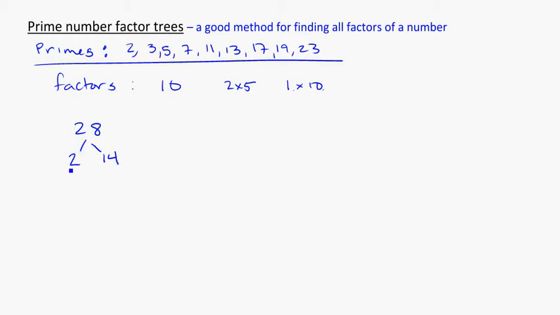And 2 is already a prime, I can't go any further, but let's look at 14. 14 I can also divide by 2, and I get 2 and 7. 2, 2, and 7, all of those are prime numbers, so this is a complete prime factor tree. What that means is I can say that 28 is equal to 2 times 2 times 7, timesing up the ends of every single branch in the tree.